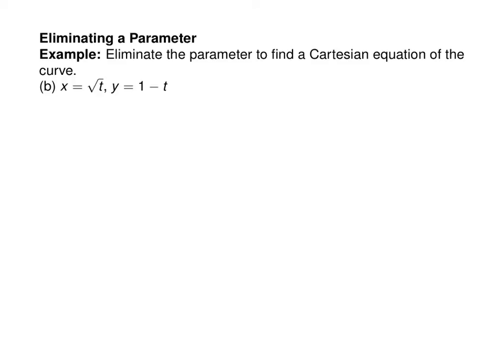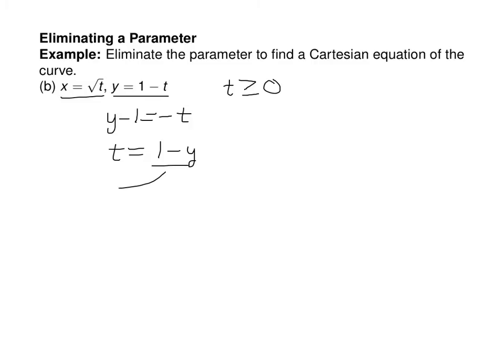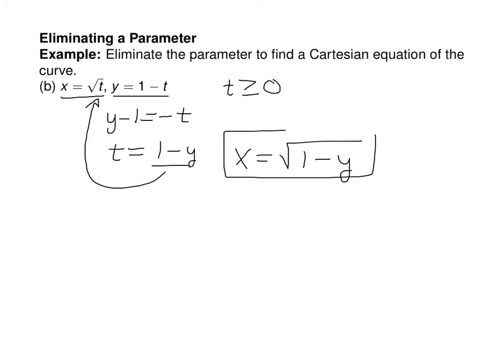So for this one, notice that we have implied that t must be bigger than or equal to 0 because x is equal to root t. So let's get the t by itself with the y. There are two different ways we could write this. So y minus 1 equals negative t, so therefore t will equal 1 minus y. And inputting that, we can input this 1 minus y for the t in the other equation, and we get x equals the square root of 1 minus y. That's one elimination. Or we could say that x squared equals t, and we'd have that y equals 1 minus x squared.